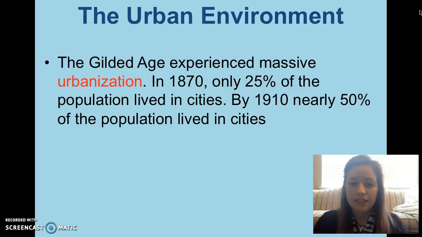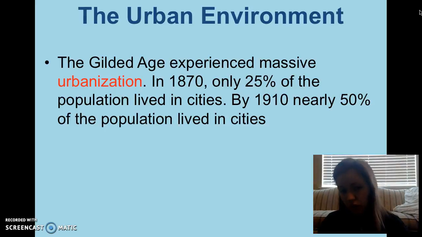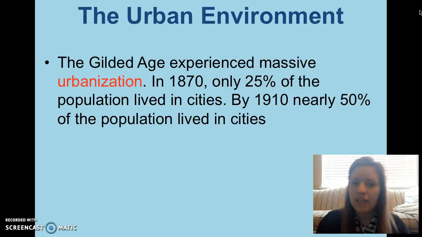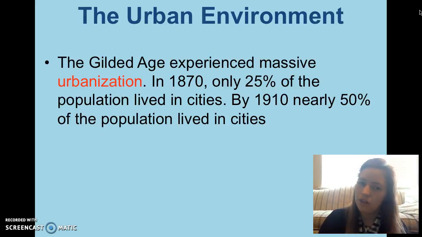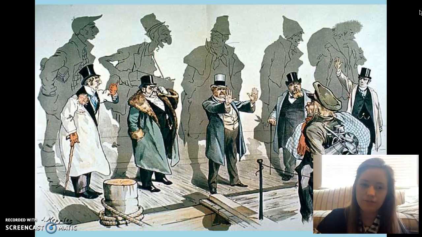In this slide it says in 1870 only 25% of the population lived in cities, but by 1910 nearly 50% of the population lived in cities. So that's doubling in only 40 years, which is quite impressive. And this period is called the Gilded Age, which isn't super important for this lesson, but if you want to remember that, that would be great.